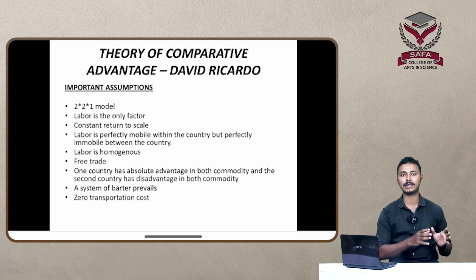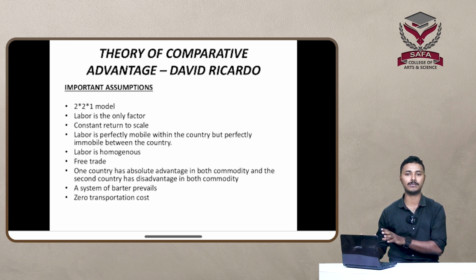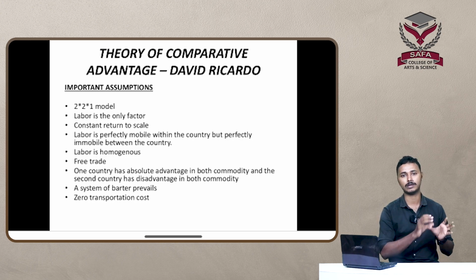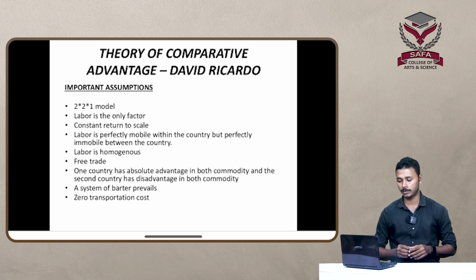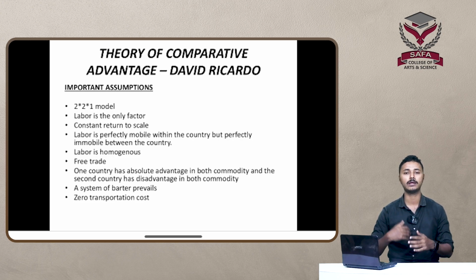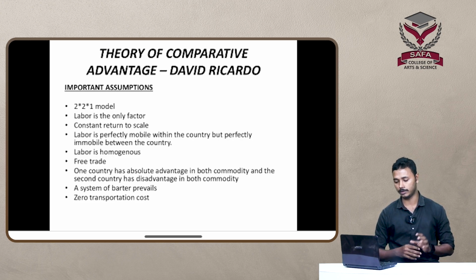That means one country has an advantage in both commodities and another country has a disadvantage in both commodities. That means there is no absolute advantage in one commodity in one nation. Okay. Then the next assumption is that a system of barter prevails. That means one commodity is given and one commodity is bought. Then there is zero transportation cost, that means no transportation cost.